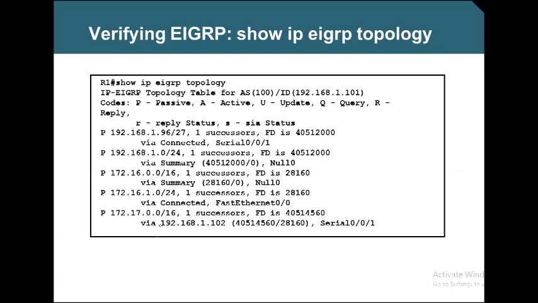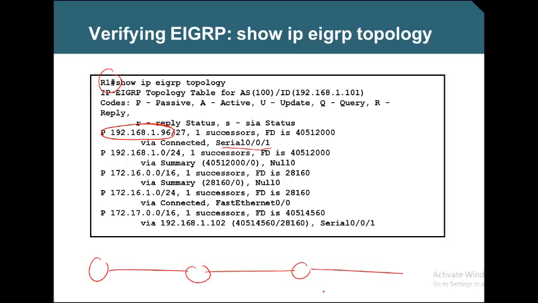Show EIGRP topology shows what all paths are available to reach a destination. For example, to reach this destination, there is only one path via serial 0/0/1. In this output, there is no backup path for any destination. This output is taken from a router which is connected serially like this. There is no second path like this to reach this router. If you have a second path, then you would have seen some alternate paths.